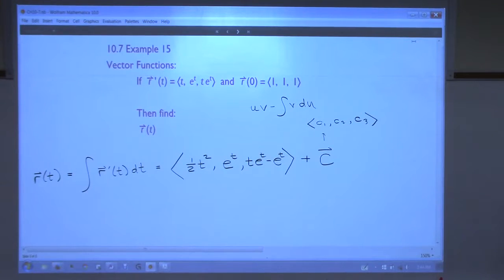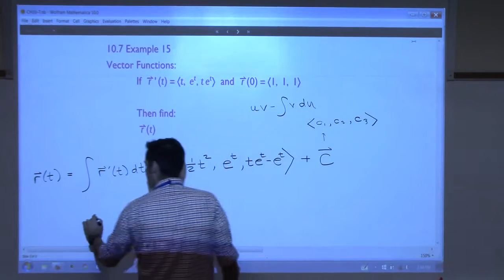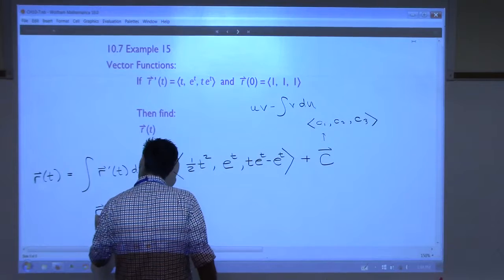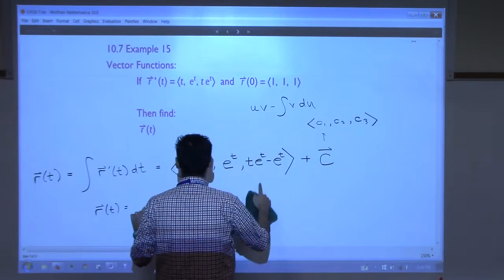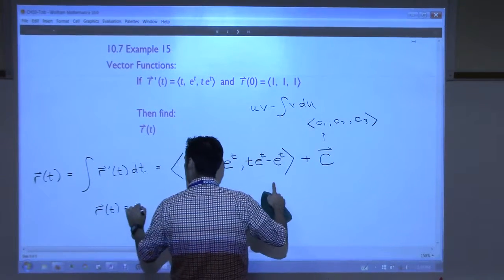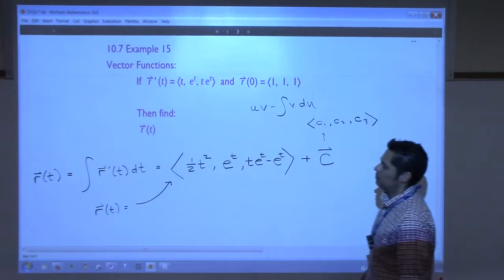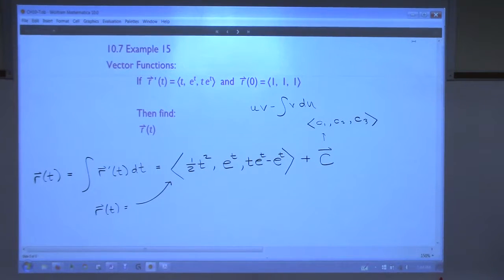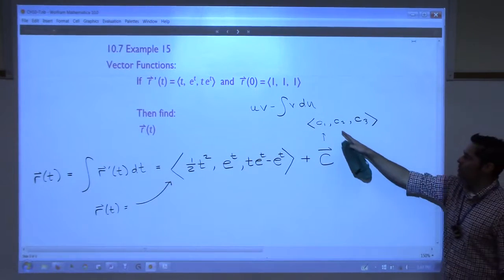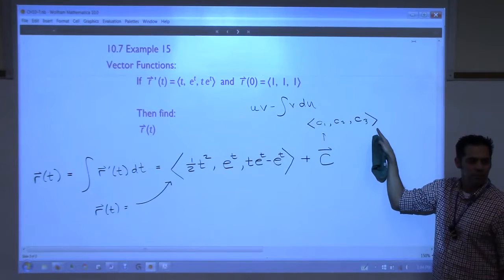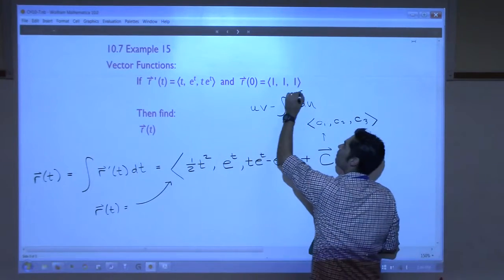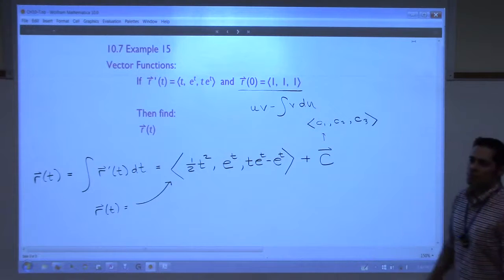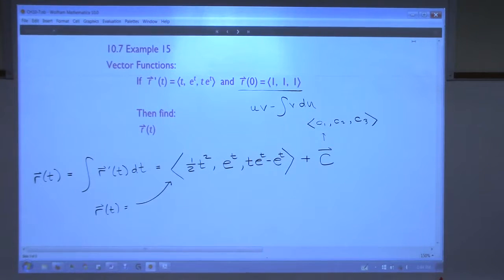So that's what R of t is, isn't it? R of t equals this. Now I'd like to nail down what these constants are. So to do that, I'm going to use the given information. I know that R of 0 must be the vector 1, 1, 1.